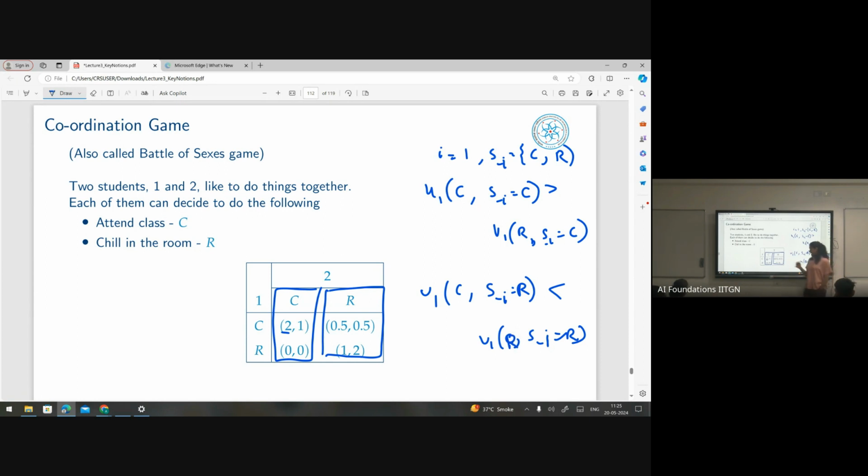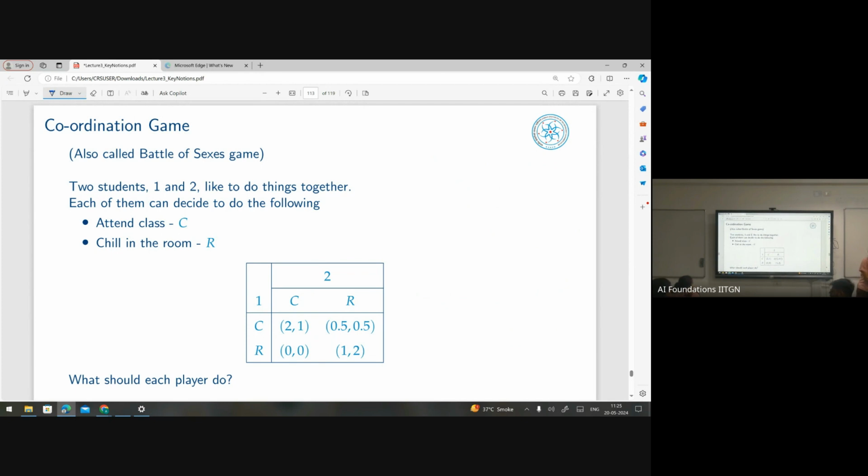So now my best strategy is not well defined anymore. It now depends on what the other player is doing. That's why it's called the Battle of the Sexes game. When there are two people in a couple and they have different interests, but they want to do things together, there's really no solution. There's no easy way out. So what each player should do is not clear.